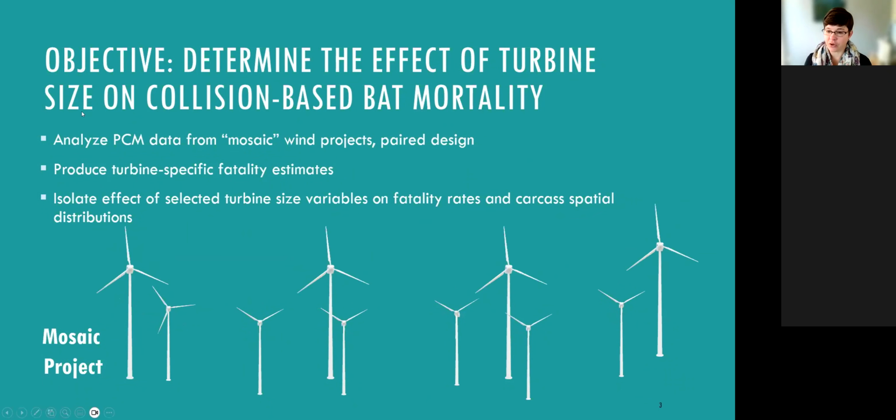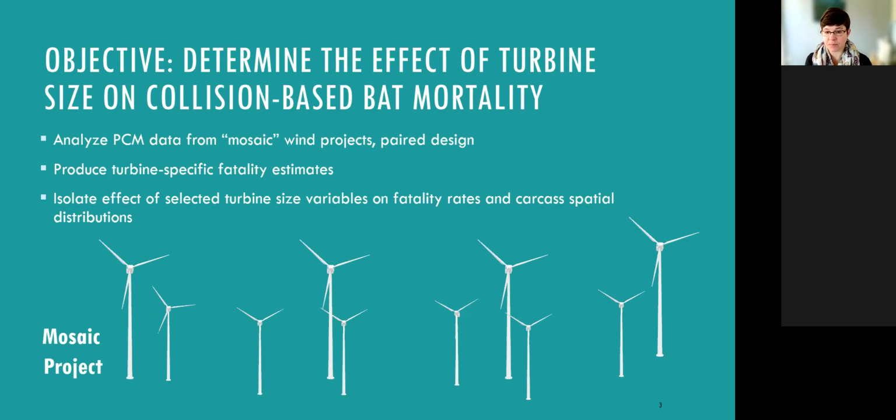So we queried data from the American Wind Wildlife Information Center, their database of post-construction mortality studies, and we focused on those that did monitoring where there was more than one turbine type, so that we could produce a fatality estimate for the species of interest specific to that turbine type at these facilities. So again, this is to isolate the specific turbine parameter and how it might vary between these two.